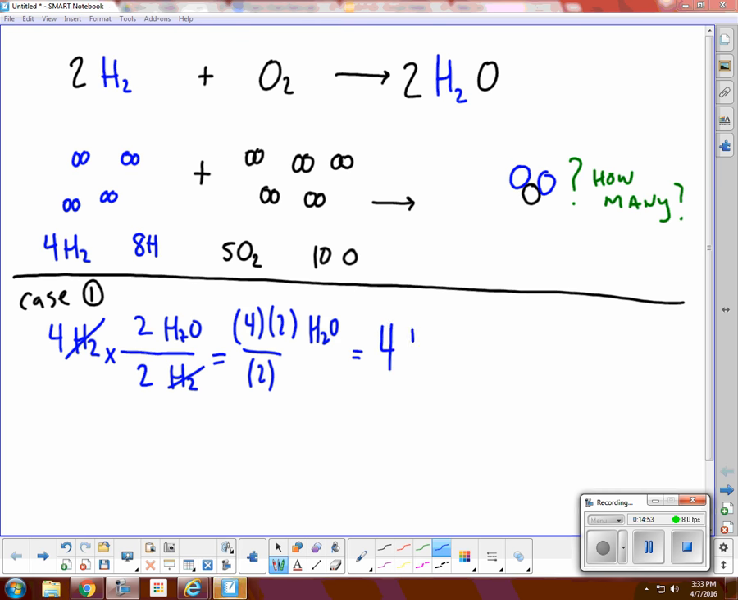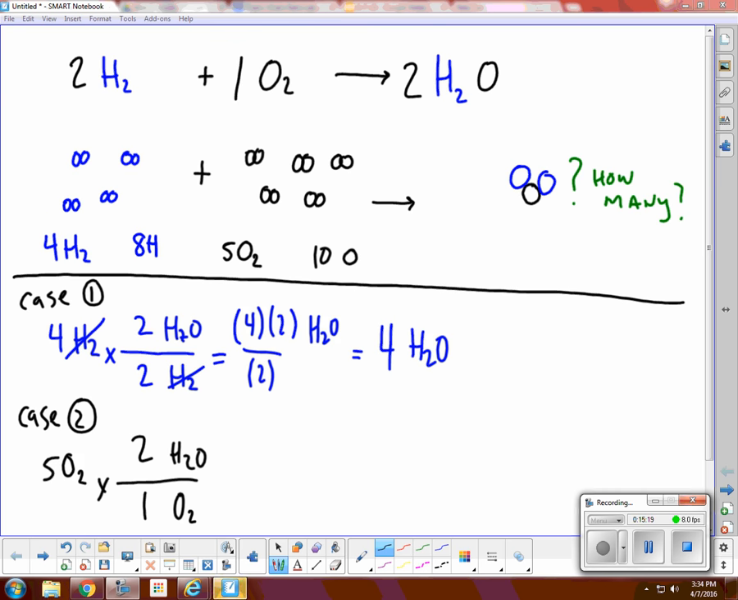Now let's look at case 2. So case 1 was all the hydrogens get used up. Case 2 is all the oxygens get used up. So we'll go ahead and use our ratio again from the balanced equation. For every 1 molecule of O2, we make 2 molecules of H2O. O2's cancel out, and we're left with 5 times 2 over 1. That's 10 molecules of H2O.